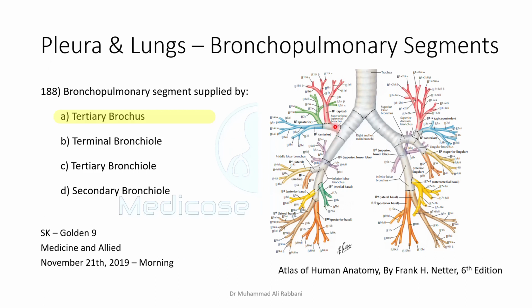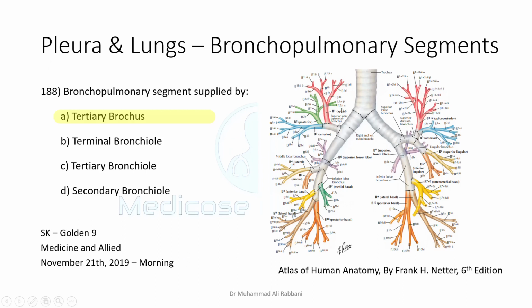On the right side there will be three, one, two, and three, and on the left side there will be two secondary bronchi. Each secondary bronchus will then divide into further bronchi; if one bronchus goes to one segment, those segmental bronchi are known as tertiary bronchi.